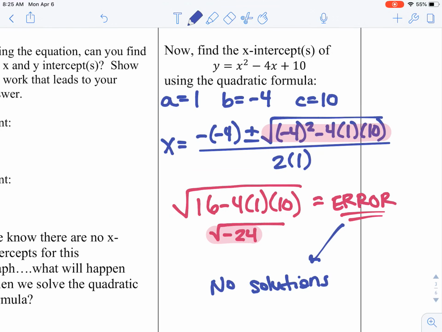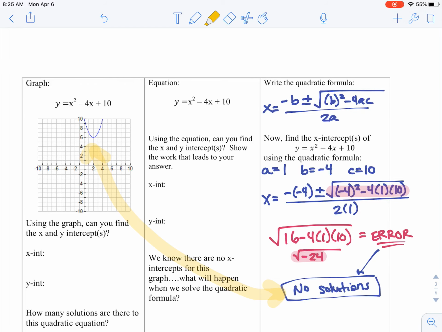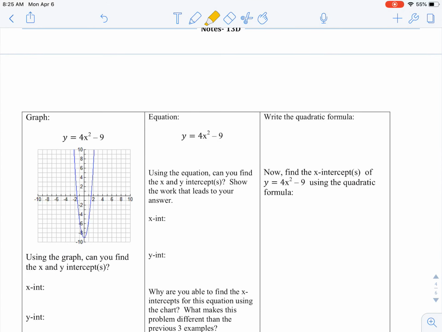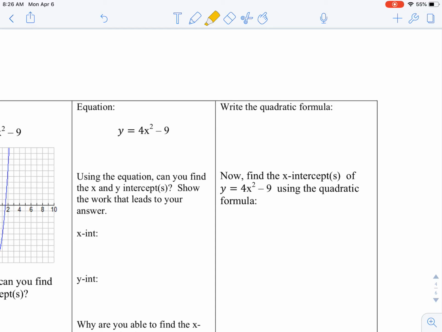So if I look at my graph, right, my no solutions, it matches up because my graph also never crosses my x-axis. All right, let's do the next example here.